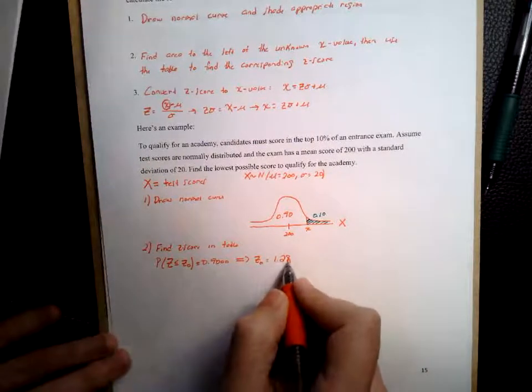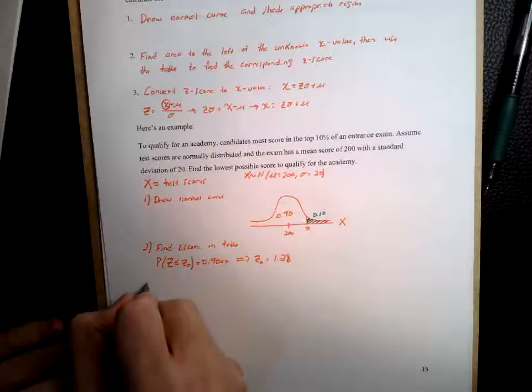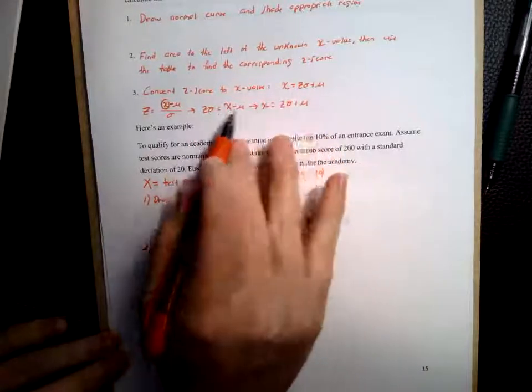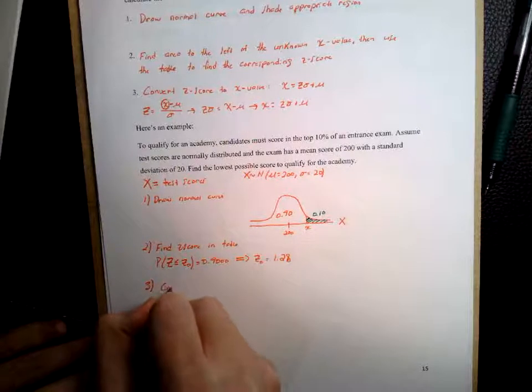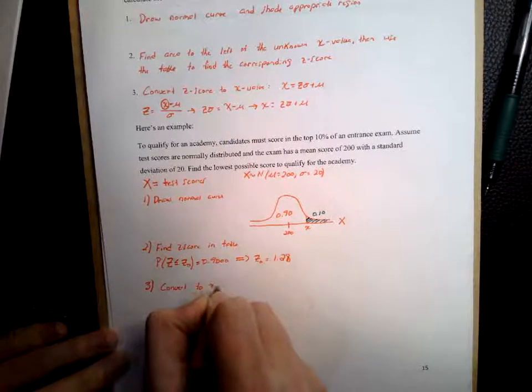Now we know the z-score corresponding to it. Now all we need to do is convert it to an x value using this formula up here. So convert to x value.